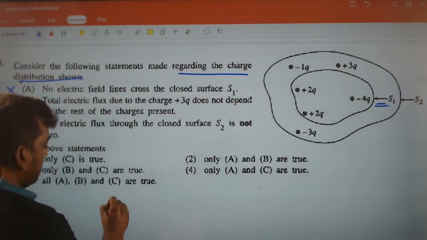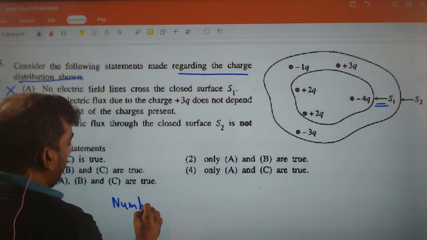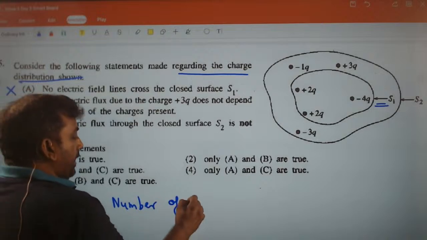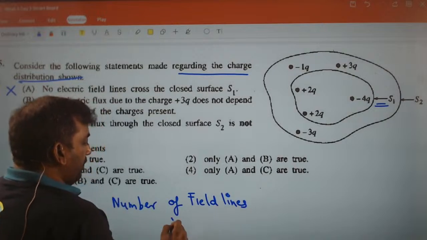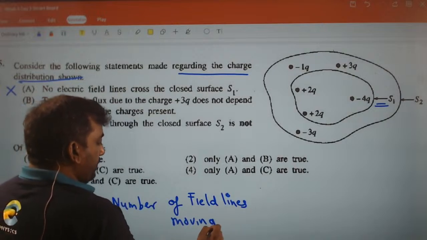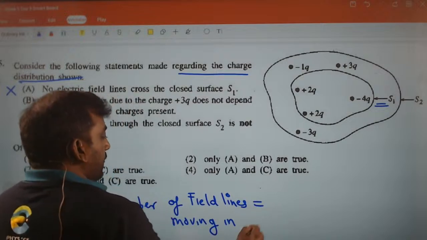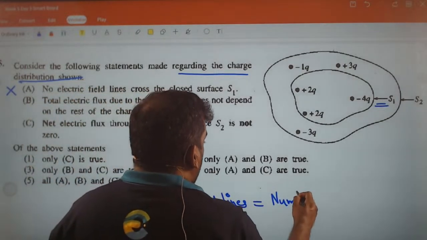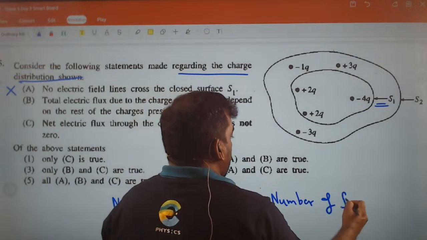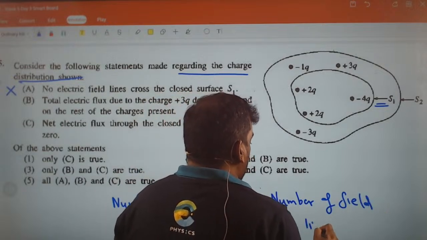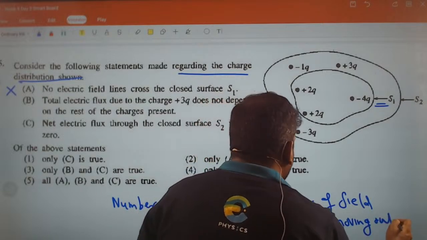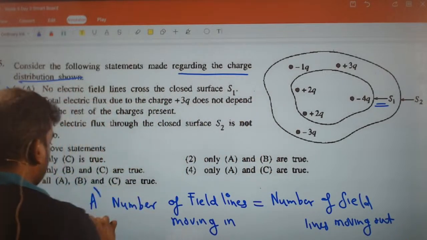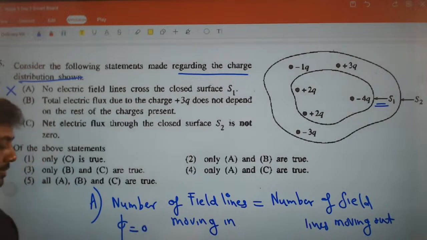What you can say is that the number of field lines moving in equals the number of field lines moving out. Statement A: flux is 0. Right there.